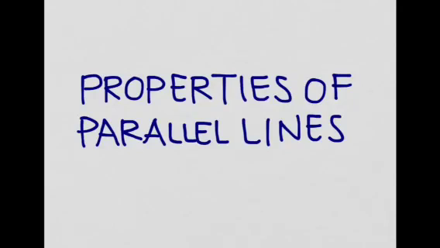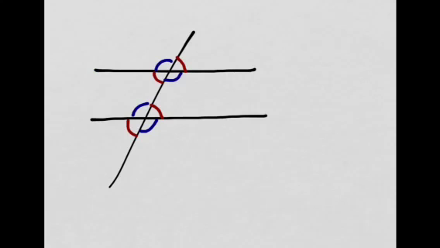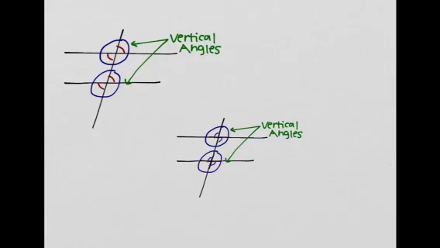Hi, today we'll be talking about the properties of parallel lines. Let's get started. So first off, I have this diagram to show which angles are congruent. The angles in red are congruent to each other, and the angles in blue are congruent to each other. Okay, let's look at why.